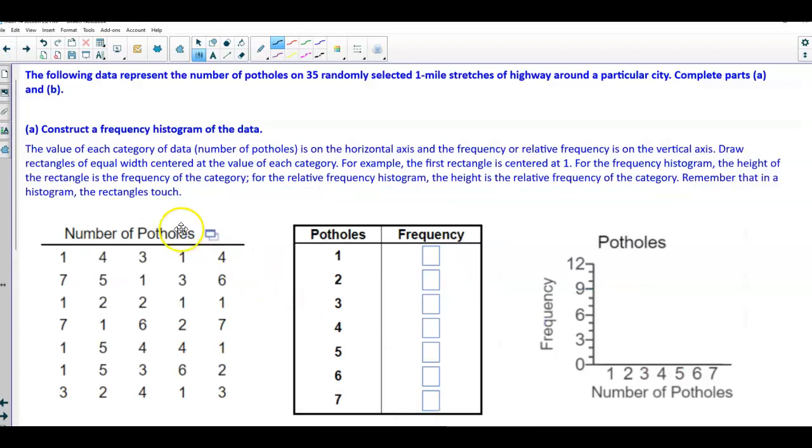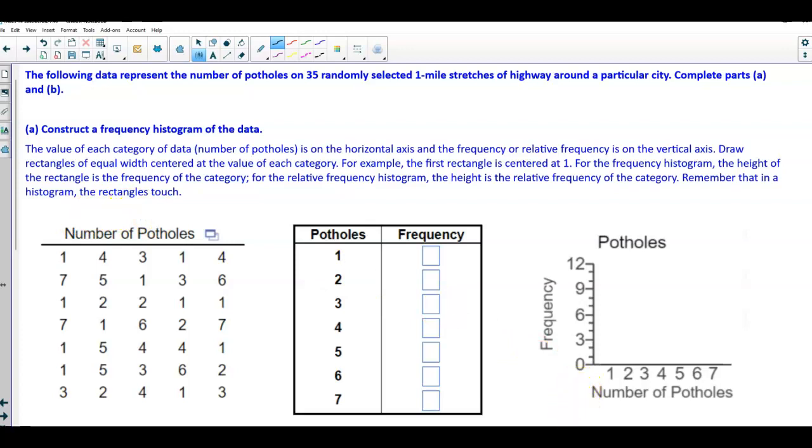The value of each category of data, being the number of potholes, is going to be on the horizontal axis below. And the frequency or the relative frequency will be on the vertical axis. We're going to draw rectangles of equal width centered at the value of each category. For example, the first rectangle is going to be centered at 1. For the frequency histogram, the height of the rectangle is the frequency of the category. For the relative frequency histogram, the height is the relative frequency of the category. And remember that in a histogram, the rectangles touch.